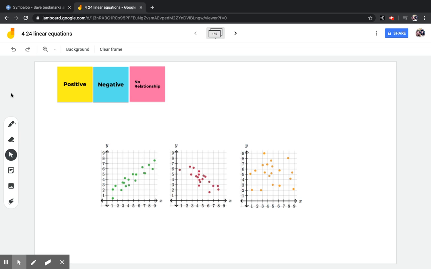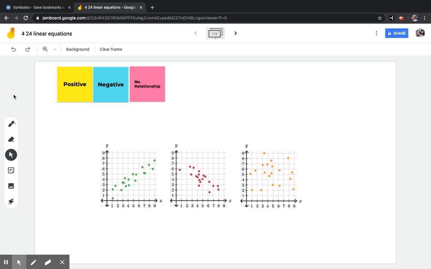Hey guys. All right, so this is our final chapter of the year, which is linear equations, x, y, or input-output tables, and stuff like that. So let's get started with nice and basic scatter plots. Now, when you plot a scatter plot, you're basically using your x, y table and filling out the dots.